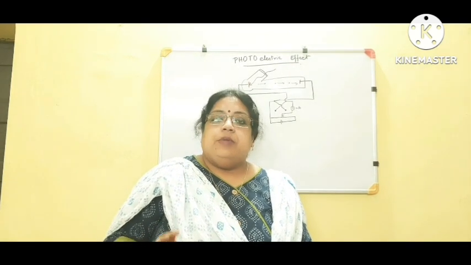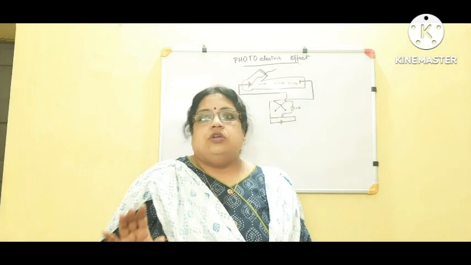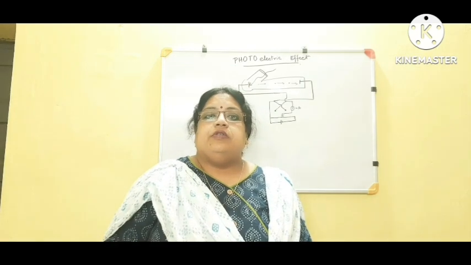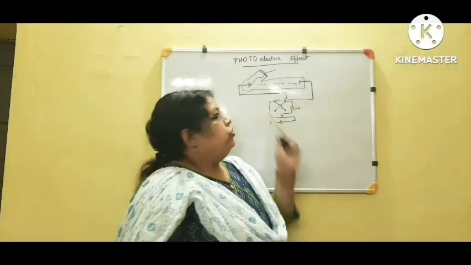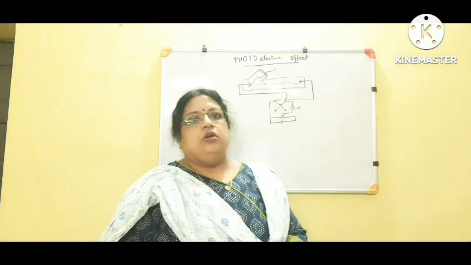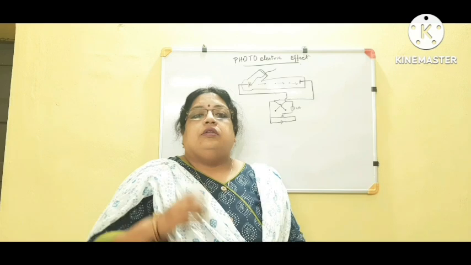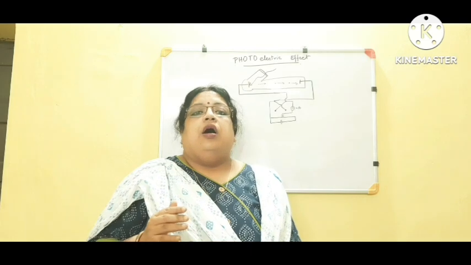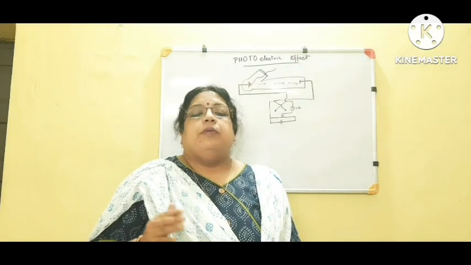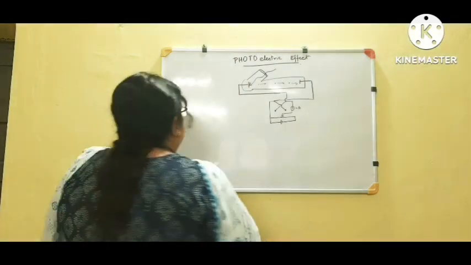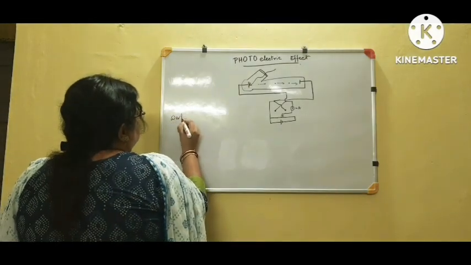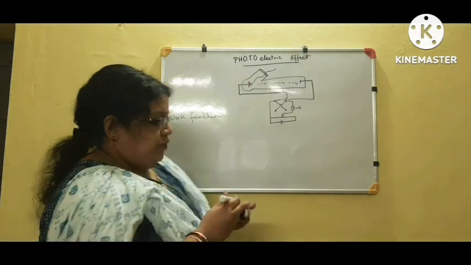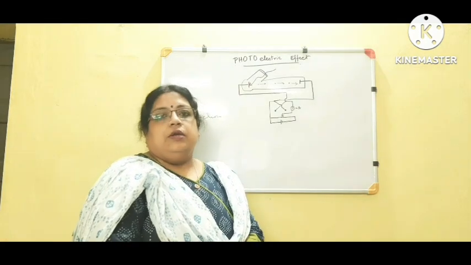The phenomenon of electrons coming out of the metal surface on incidence of light of suitable frequency is called the photoelectric effect. The minimum amount of energy required for an electron to come out from the metal surface is called the work function of the metal.